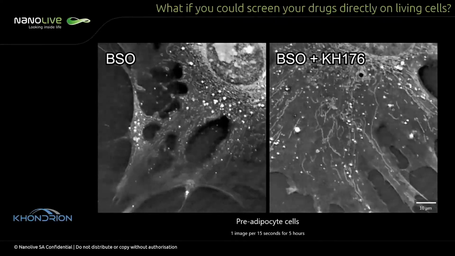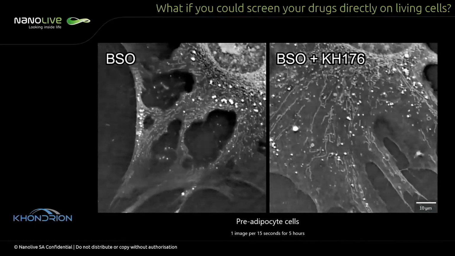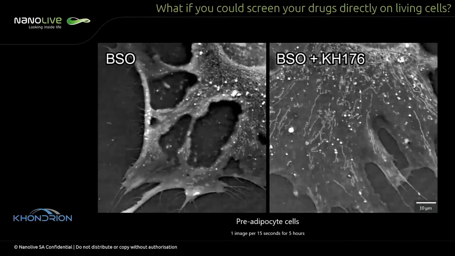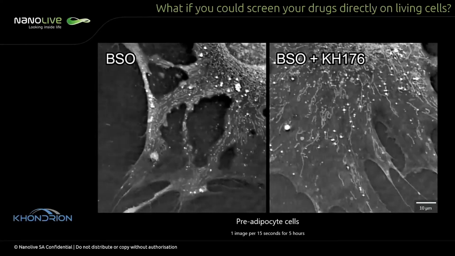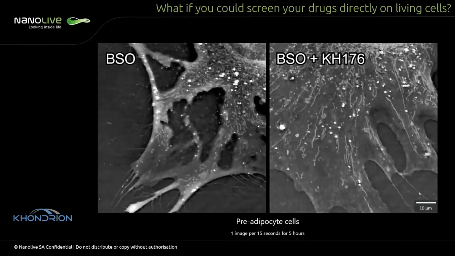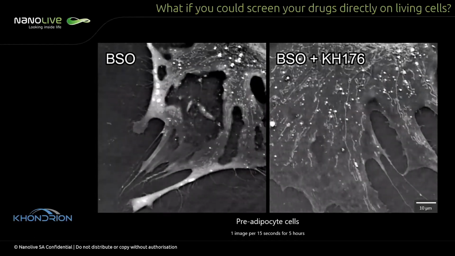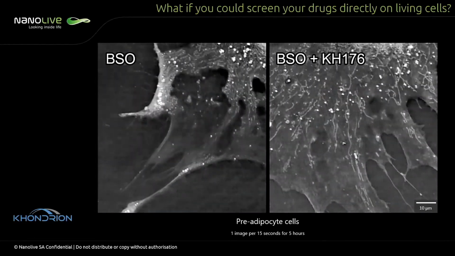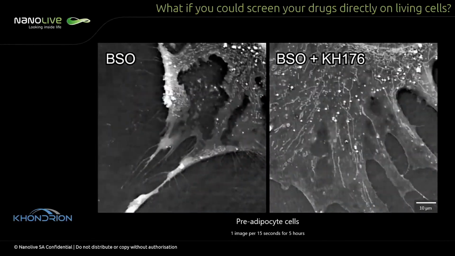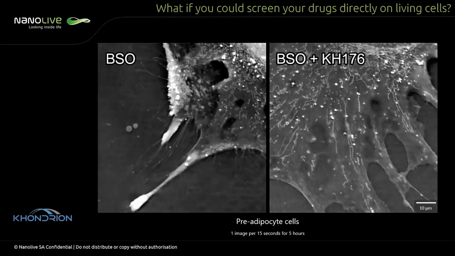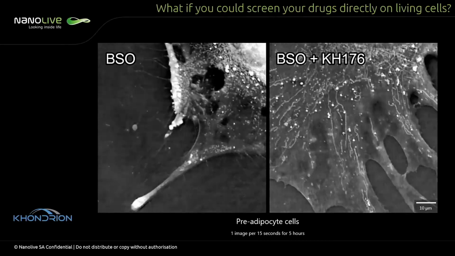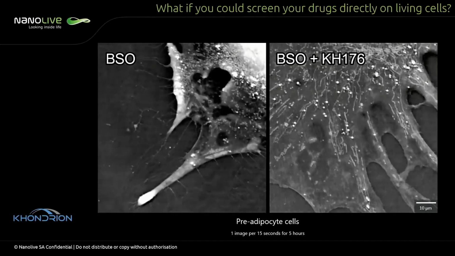by BSO. You can see here on the left-hand side where the cell is dying, the mitochondria are fragmented, it's losing its adhesion and really getting more compact, which are all signs of cell death. And on the right-hand side with the drug candidate, the cell is healthy, it is happy. You can really compare these two conditions and have a direct readout of your drug effect.